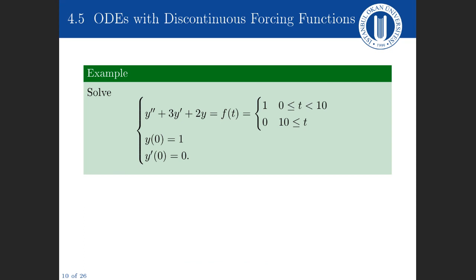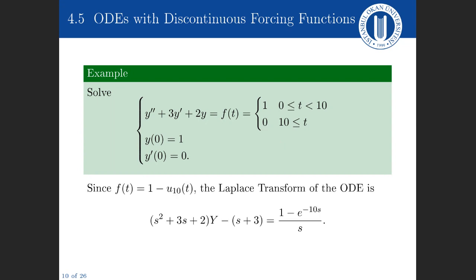Solve the initial value problem y double prime plus 3y prime plus 2y is equal to the function f of t, which is equal to 1 if t is between 0 and 10, or 0 if t is greater than or equal to 10. We might think of this forcing function as a machine which is on for the first 10 seconds, and then the machine is switched off. We write our forcing function f in terms of the unit step function, it's just 1 minus u10.